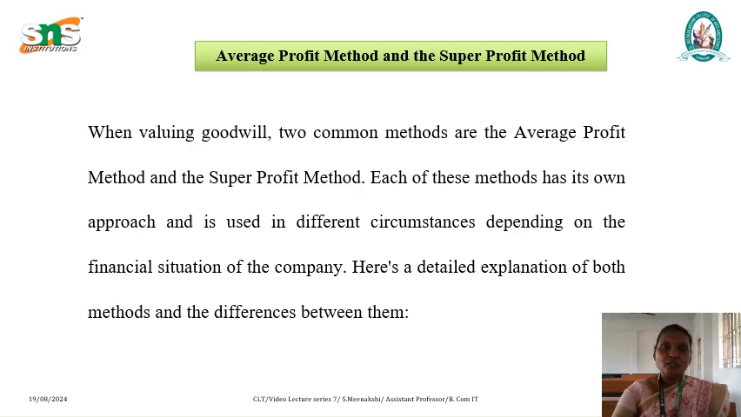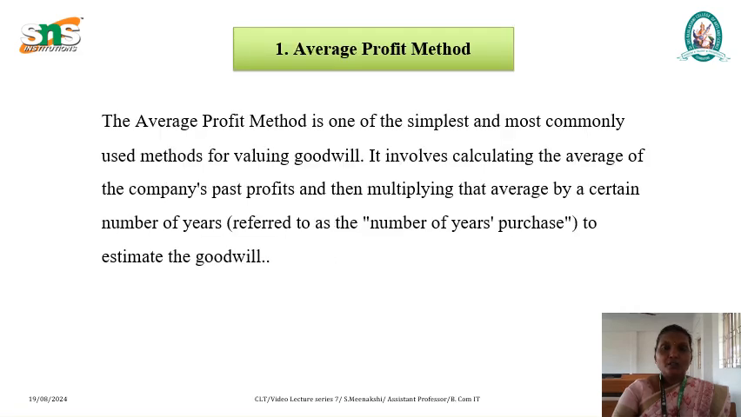When valuing goodwill, two common methods are mostly adopted, namely the average profit and super profit methods. Each of these methods has its own approach and is used for different circumstances depending upon the financial situation of the company. Here we are going to learn in detail about the differences between them. In order to compare the differences, we must understand the meaning of each method.